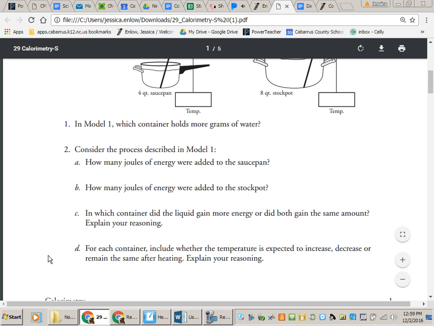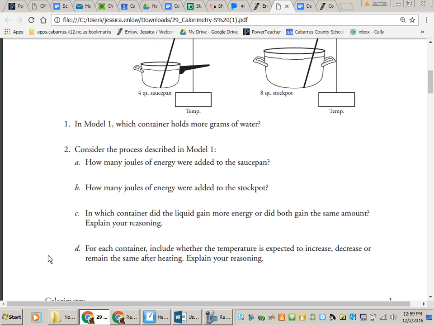So in Model 1, it gives us the different masses of the different water samples. The rate of heating is 30 joules per minute, right? And they're both being heated for the same amount of time, 5 minutes. And now that back table back there, you can tell me number 1, which container holds more grams of water? The stock pot versus the saucepan, right? The stock pot, 8 quarts.